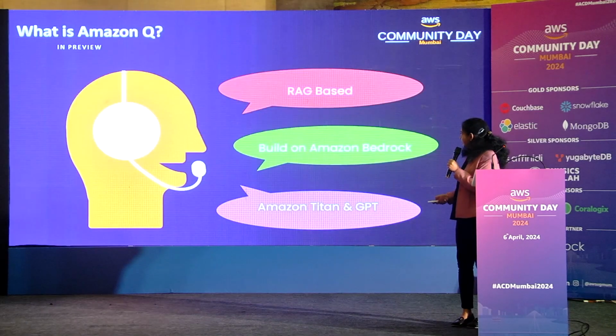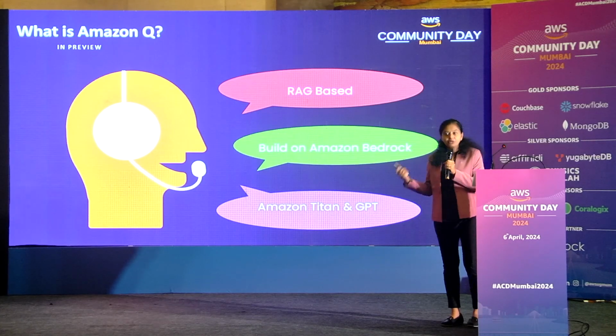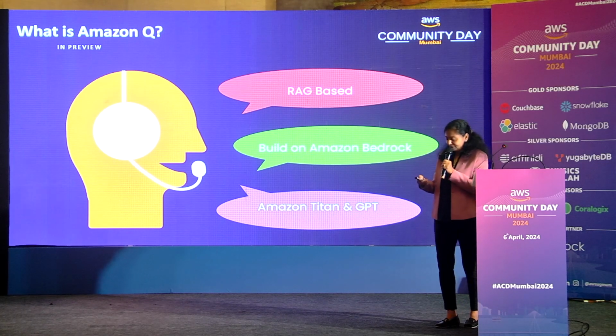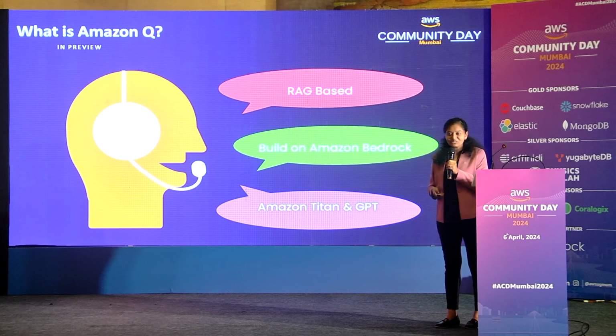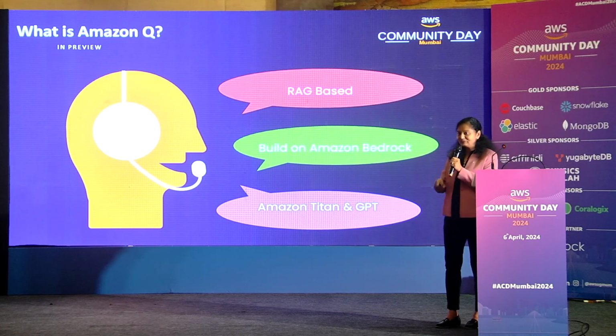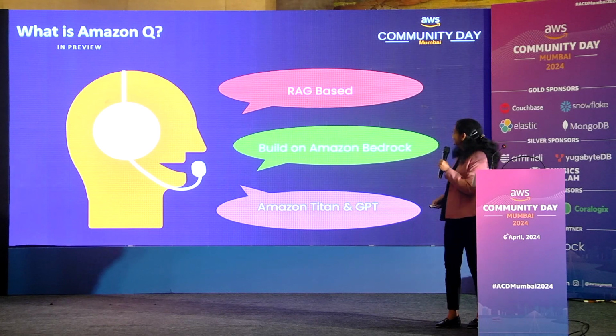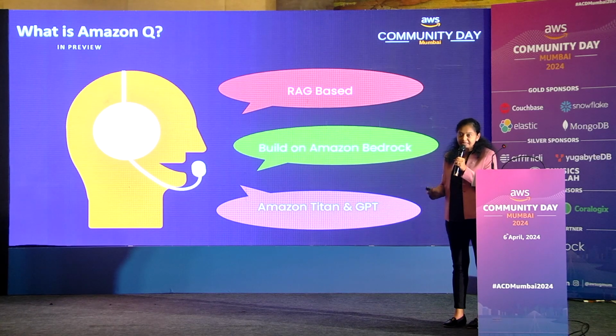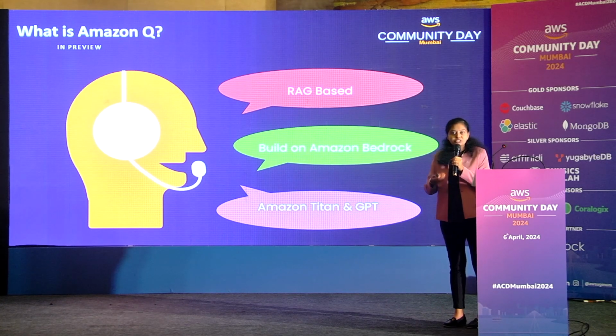Okay. Now, when we talk about what Amazon Q is, what comes to our mind is RAG-based. What does RAG stand for? That is not the question for credit. We'll come back to that later. So, retrieval augmented generation. And this is based on Bedrock. Amazon Q is built on top of Amazon Bedrock.